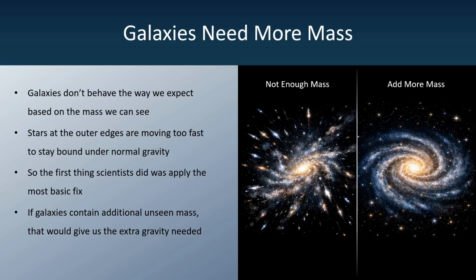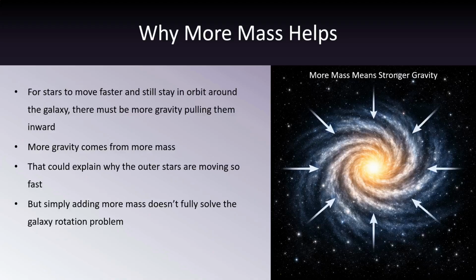What if there's more mass there than we can detect? If galaxies contain additional unseen mass, that would give us the extra gravity needed to keep them stable. Why more mass helps? For stars to move faster and still stay in orbit around the galaxy, there must be more gravity pulling them inward. And more gravity comes from more mass. So if galaxies contain additional unseen mass, that could explain why the outer stars are moving so fast.